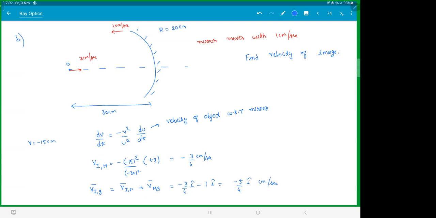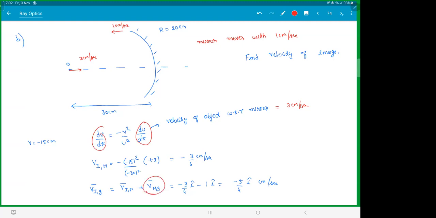Please check. I think some of you goofed up this part. This is not 2 anymore. This is 3. This is 3 centimeter per second. Clear? That's what I was saying. The du by dt is also the relative velocity. So 2 things you have to do. Du by dt will change, and whatever you get for dv by dt, again you have to add the mirror's velocity.